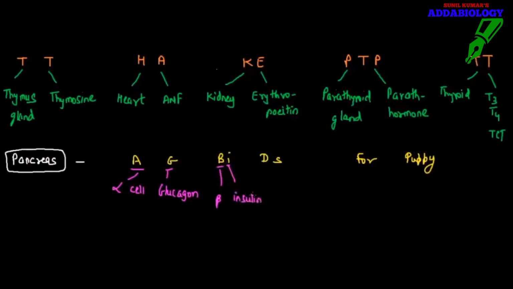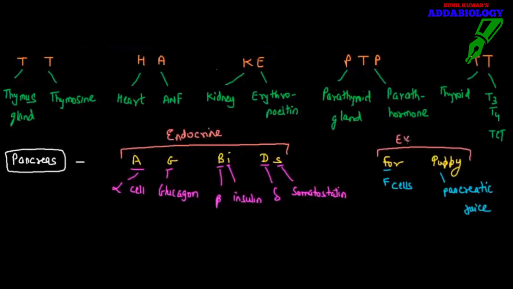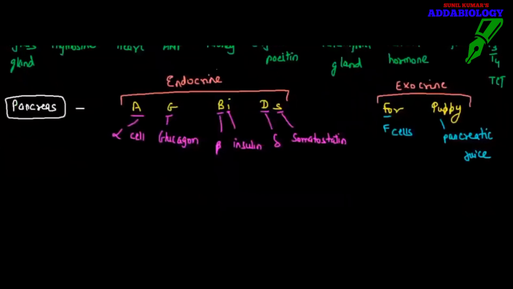Then in BIDS we have DS, D stands for delta. So the delta cells are responsible for production of somatostatin. For we have F cells. So for basically stands for F cells. And when we say P, the P stands for pancreatic enzymes or the pancreatic juices. So when we talk about the pancreas, remember the shortcut AG BIDS for P. AG BIDS is for endocrine function and for P is exocrine function. So alpha cell, glucagon, beta cell, insulin, delta cell, somatostatin. So you can remember easily AG BIDS for P.